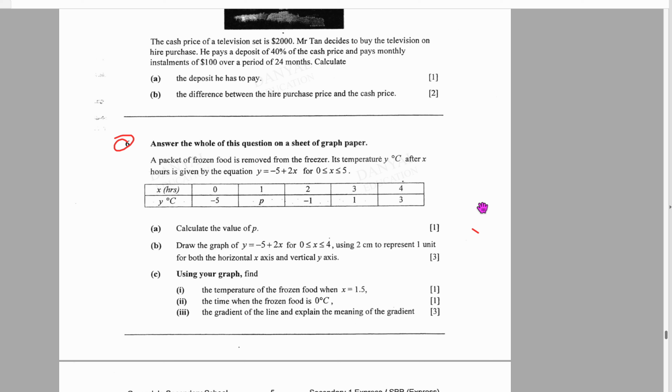So it says you need to use your graph. Cannot use any other method. Yeah. So you just go to x equals 1.5. So x is 1.5. Where is it? It's here, right? You need to use your ruler, dotted line, come down, and then point to this one. Yes. And then write down y equals to.